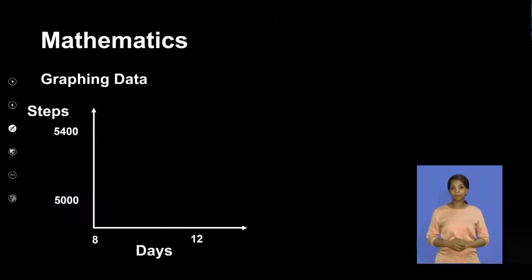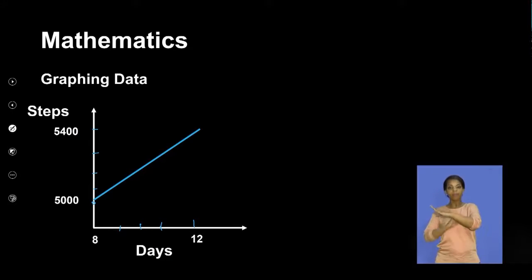Now you can see here that the person started on day 8 with 5,000 steps, and then on day 9 they went to 5.1. On day 10 they went to 5.2. On day 11 they went to 5.3, and then on day 12 they went to 5.4, right? And if I was to draw a graph, this is how the graph will look like. So already you can see that I have a gradient here, right? So this will have a gradient, which will mean the steepness of this thing exists here.